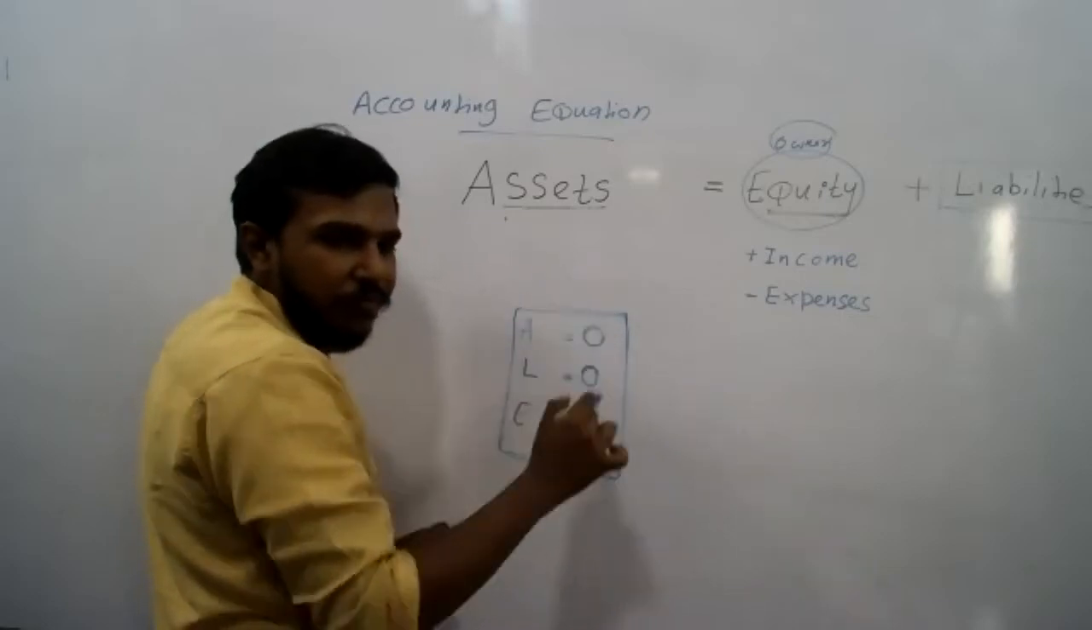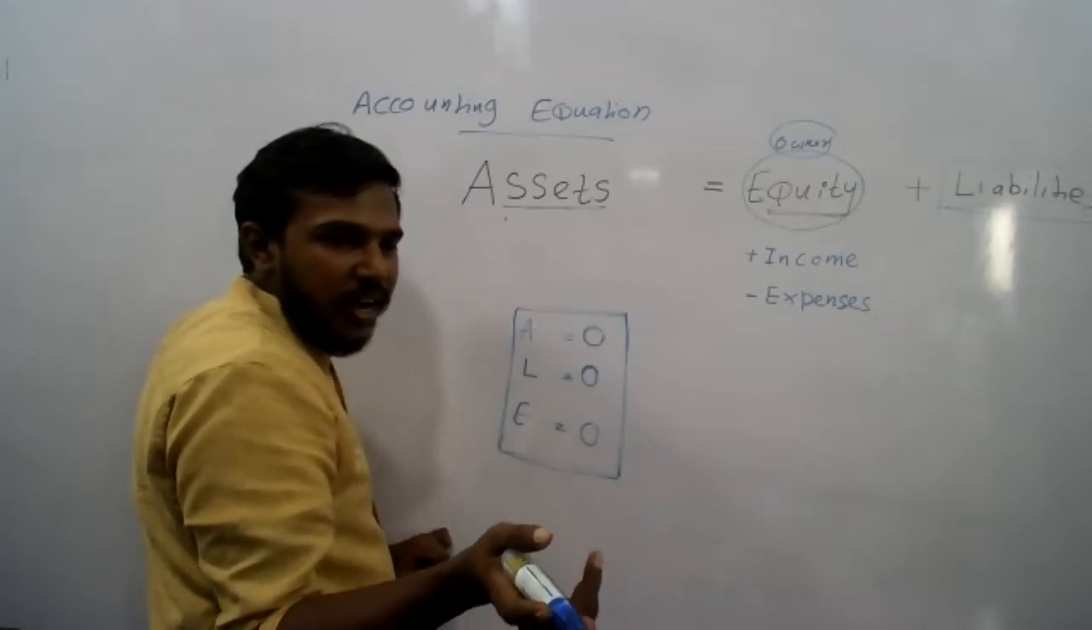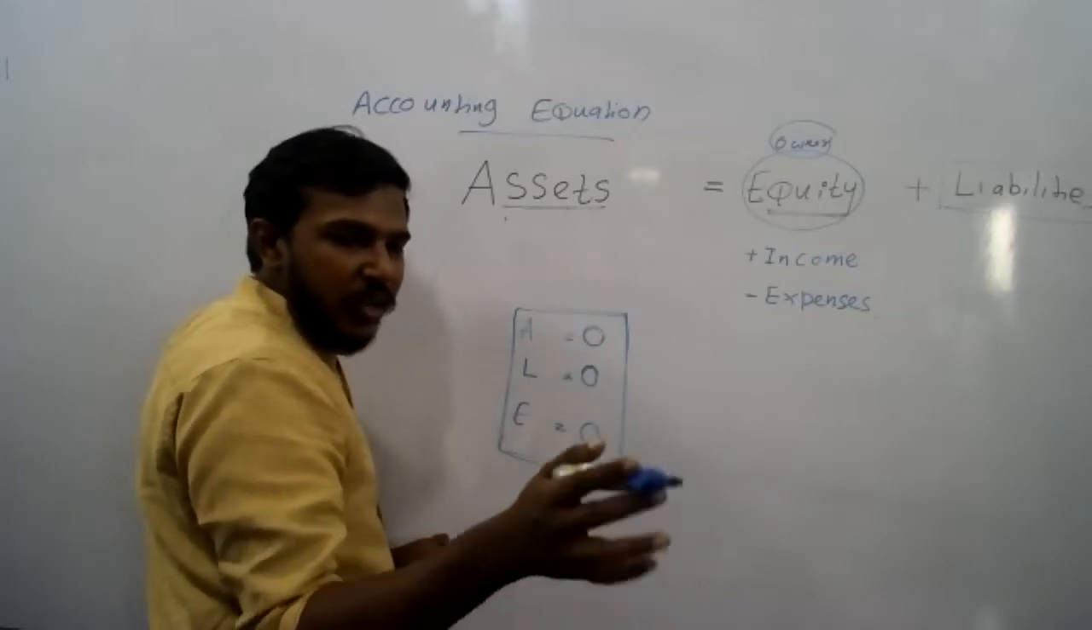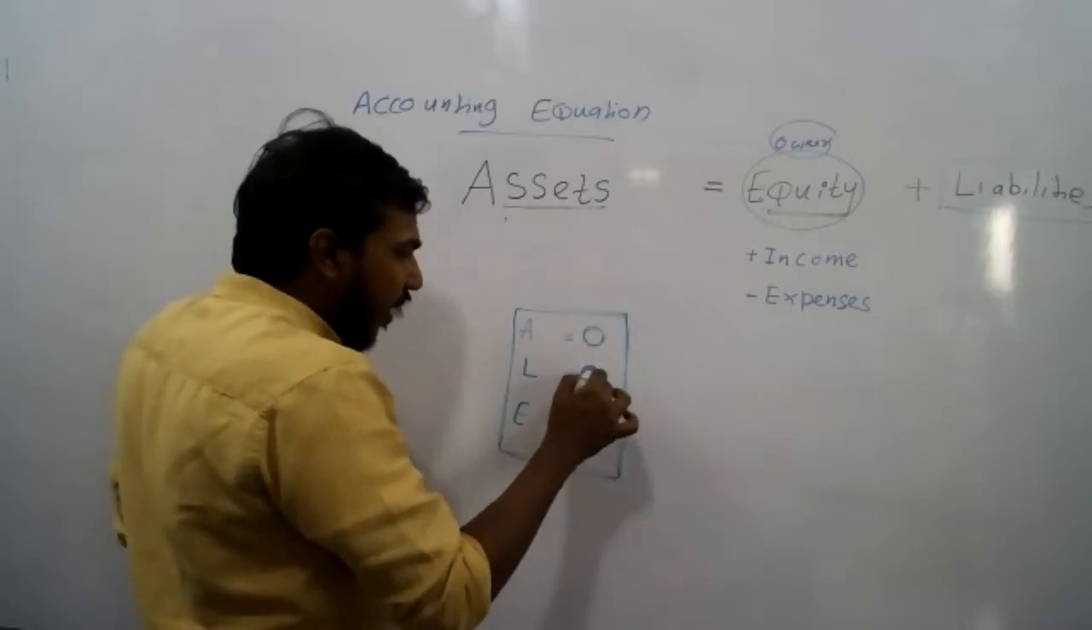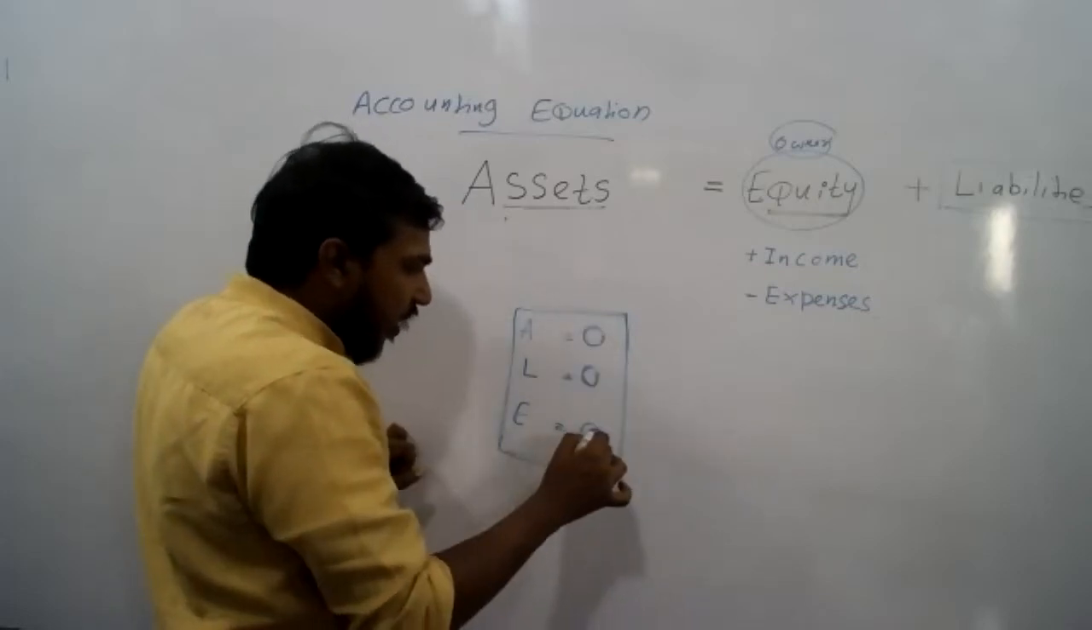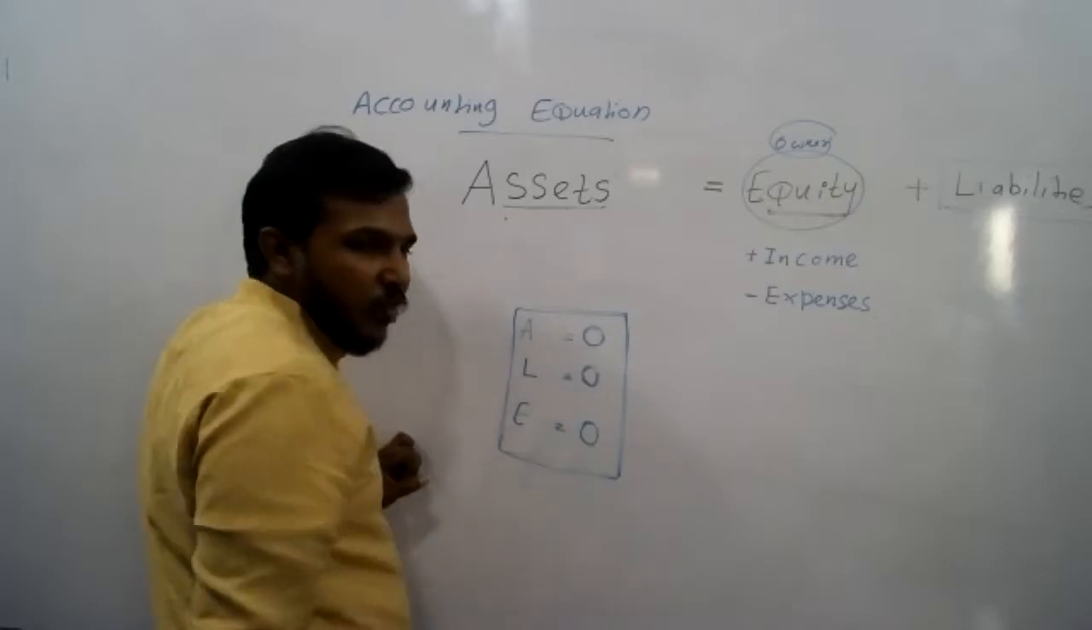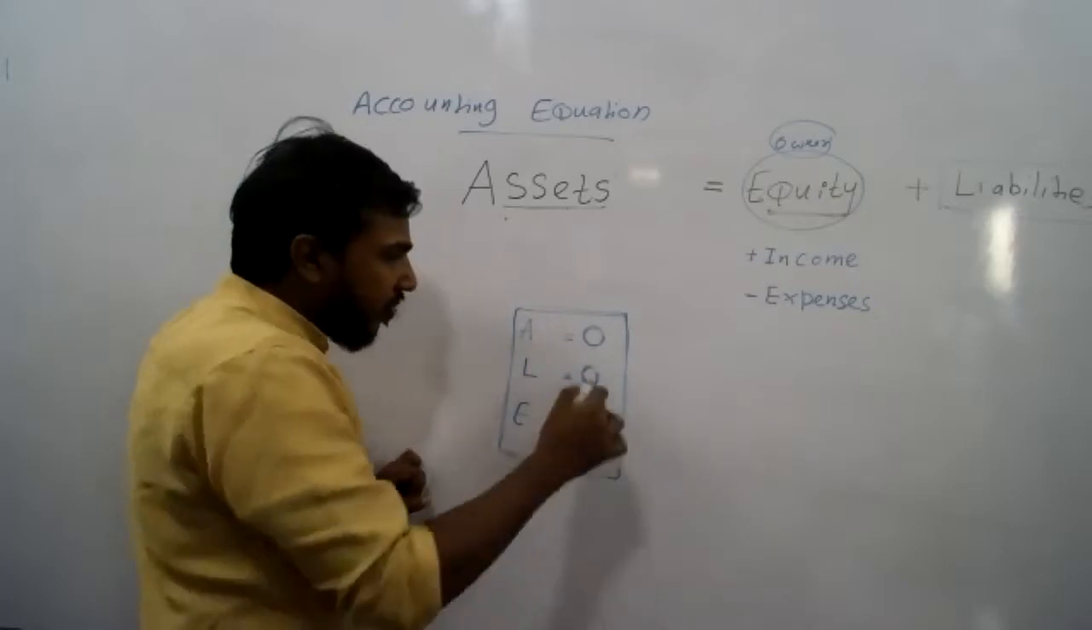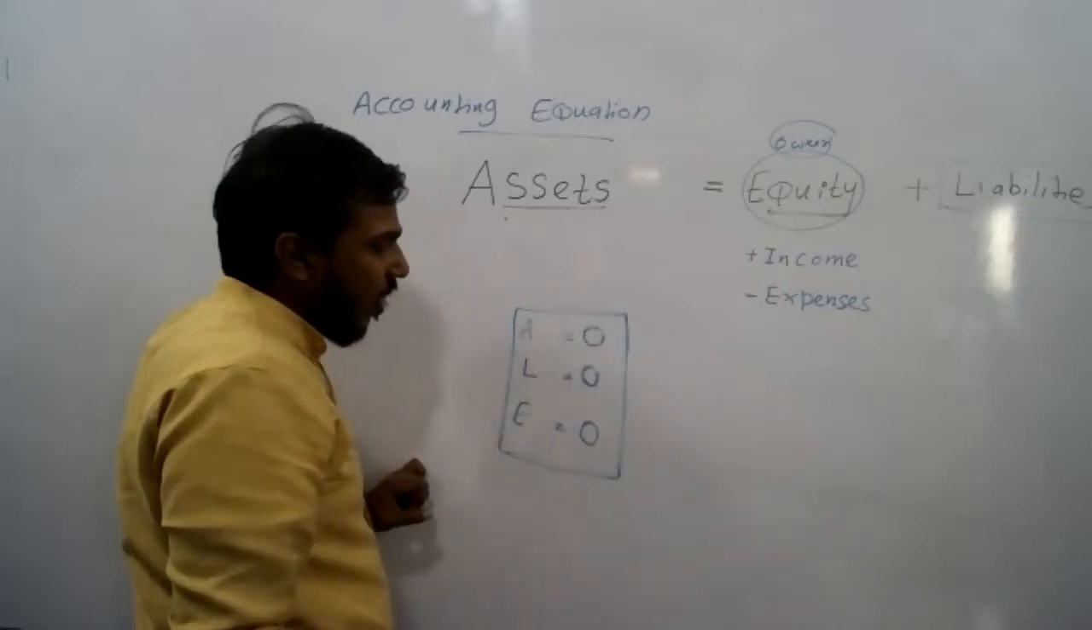Liabilities are zero. At the same time, if you have any question, you can unmute yourself and ask, or put it in the chat box. Liabilities should be zero, and equity also zero, because there is no business, just the business idea.